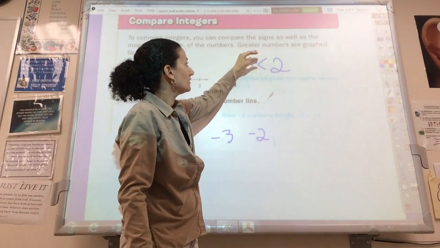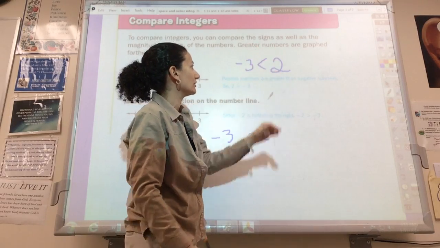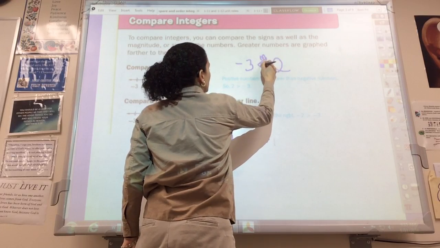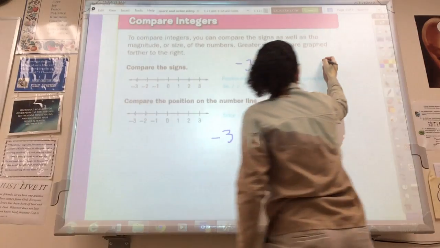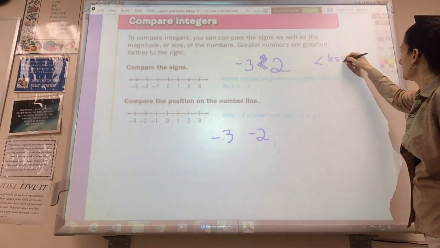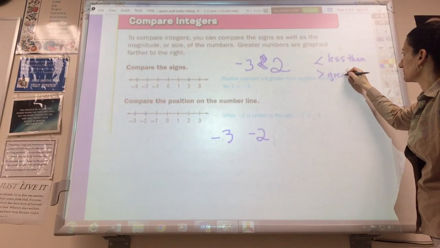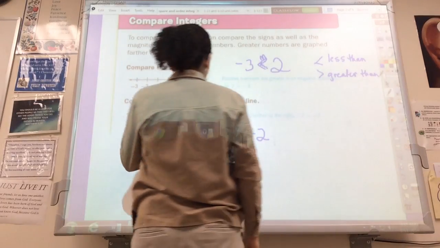You always want to remember that sign, that little inequality symbol. Remember those funny faces from elementary school? The symbol opens toward the bigger number. This is less than, if you've forgotten. And this is greater than.